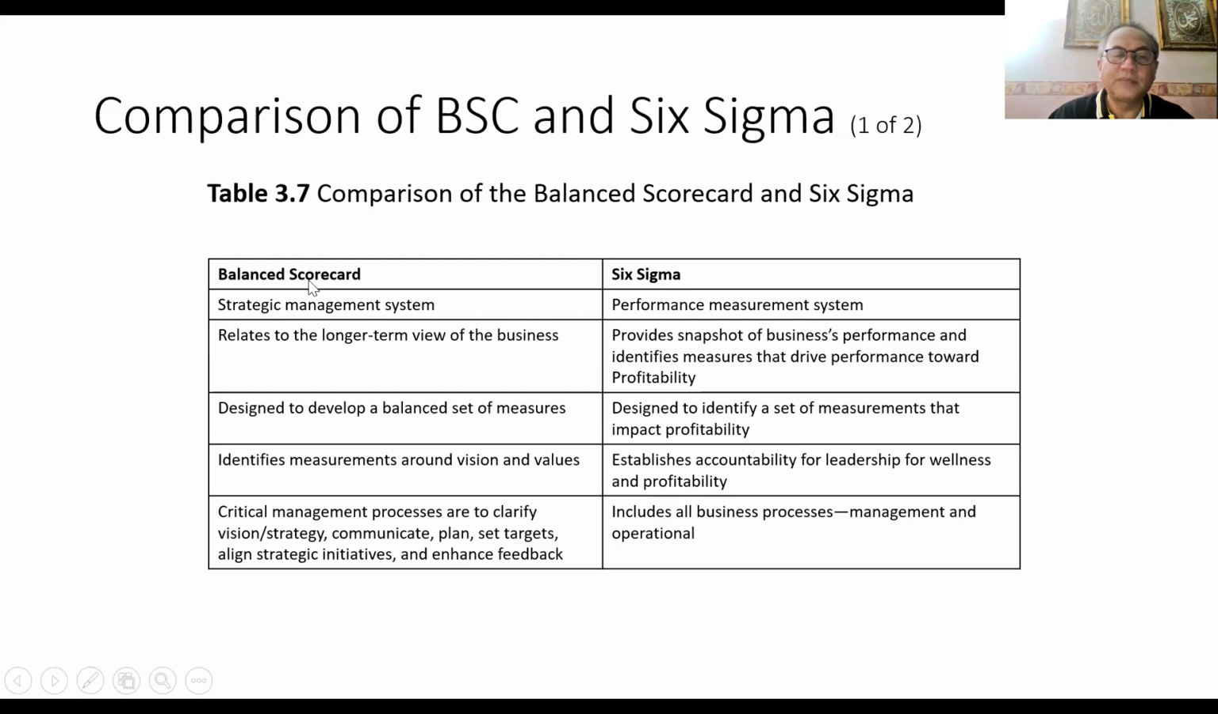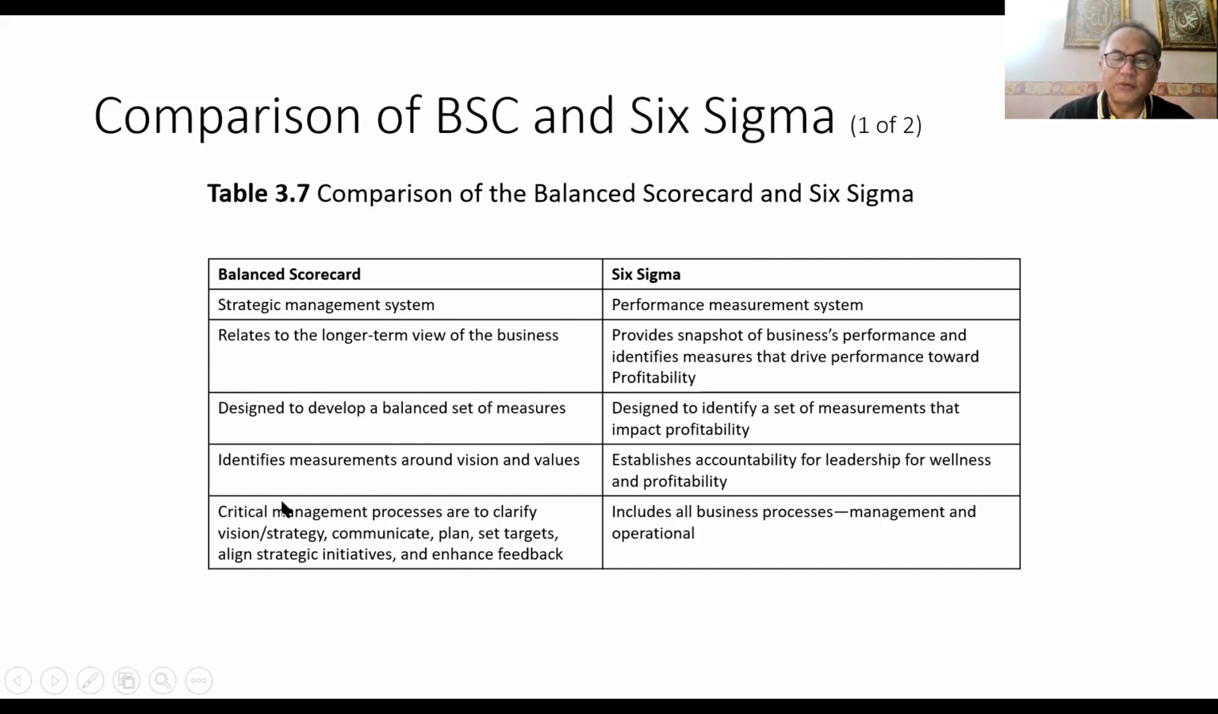So balanced scorecard relates to a longer term view of the business, and Six Sigma looks into a snapshot of the business performance, towards how it drives profitability. And then balanced scorecard develops a balanced set of measures, while Six Sigma identifies a set of measurements that impact profitability. They look into the effect that impacts profitability.